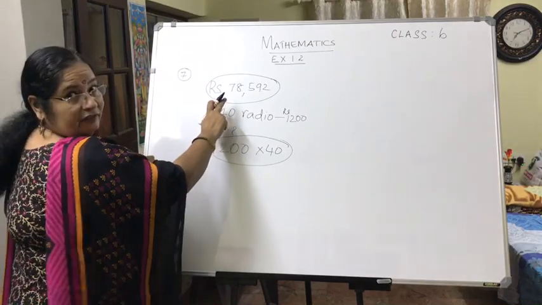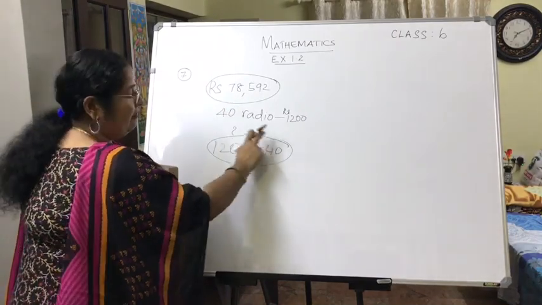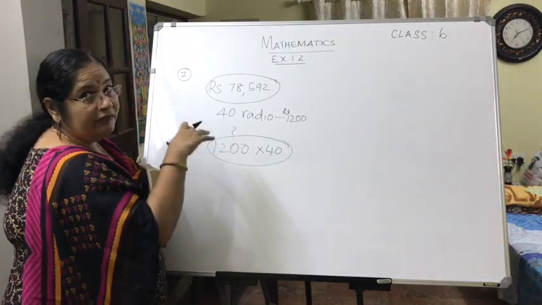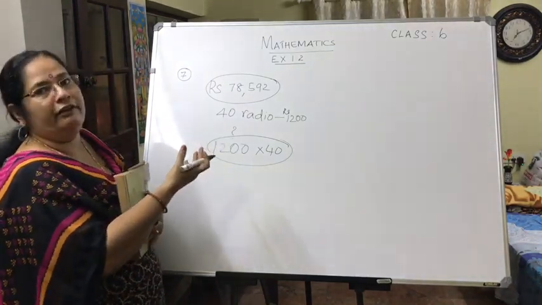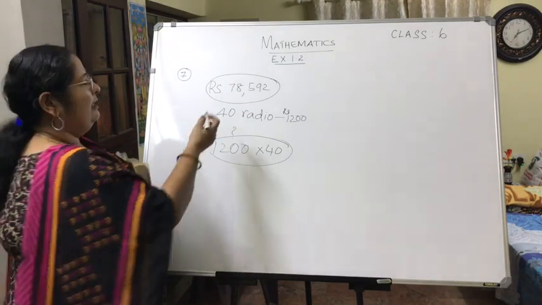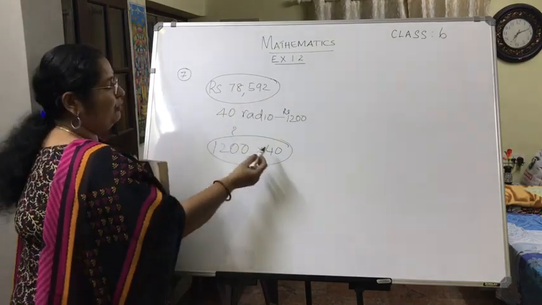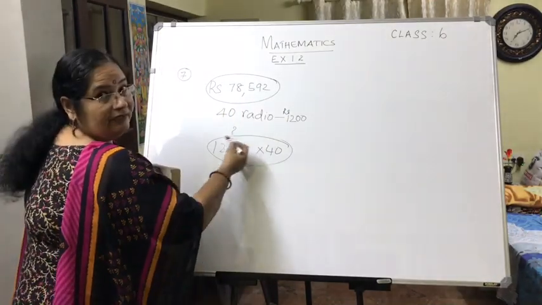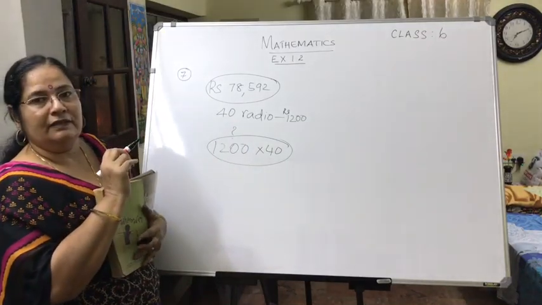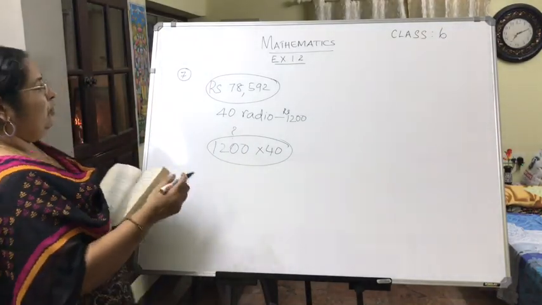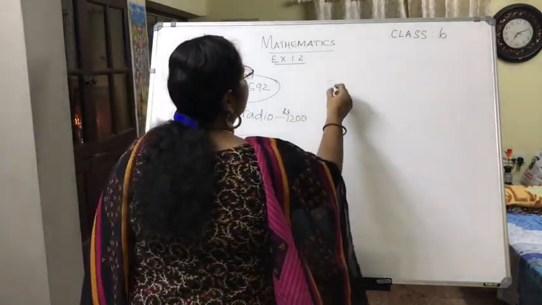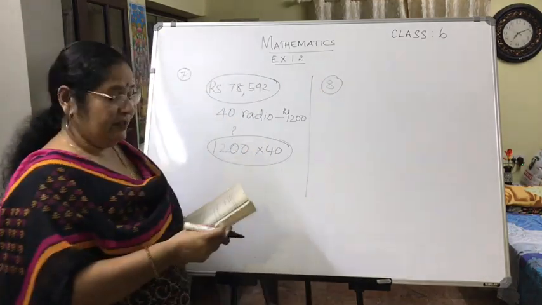She has so much money with her. Now she will have to give this much money. How much? 1,200 into 40. Whatever that amount is, she will have to pay for 40 radio sets. What remains? How will you find that? From this 78,592, you will have to subtract that amount, the amount she is paying for 40 radio sets. Is it clear? Okay. Now we will go to question number 8. Let us take question number 8.